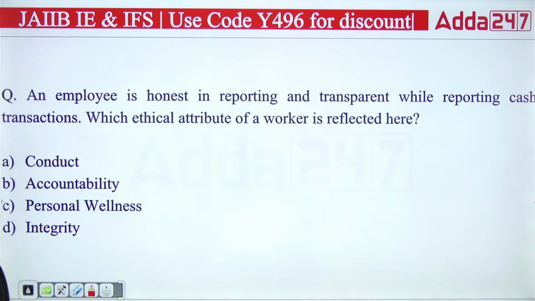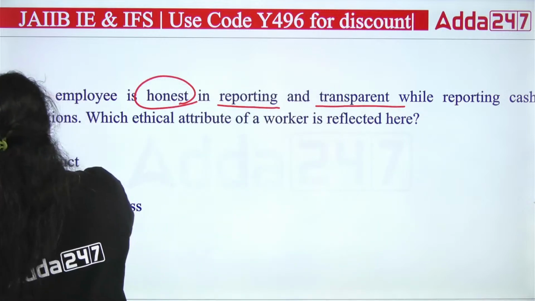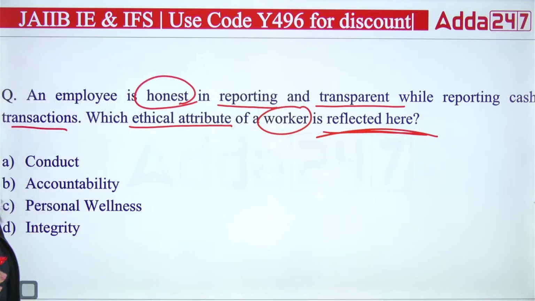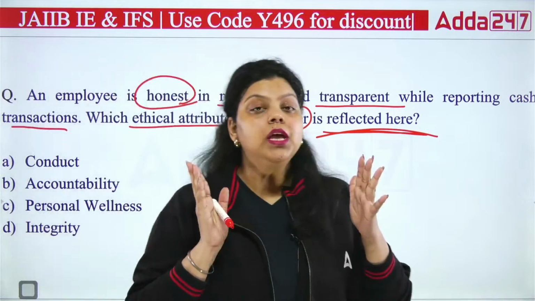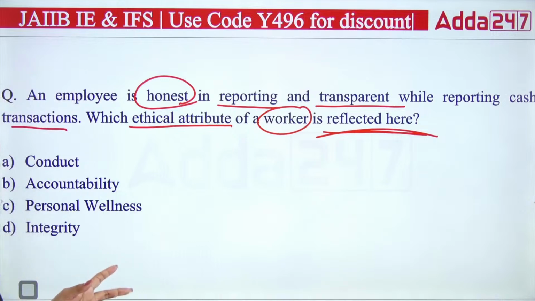Next question. It is talking about an employee who is honest in reporting and transparent while reporting cash transactions. Which ethical attribute of workers is reflected here? So this is from your Module D. Module D is a very simple unit of your subject, and around 10 days are sufficient for Module D. It is very important as well. 15 to 20 questions can come from Module D, so do make sure you cover it very clearly.